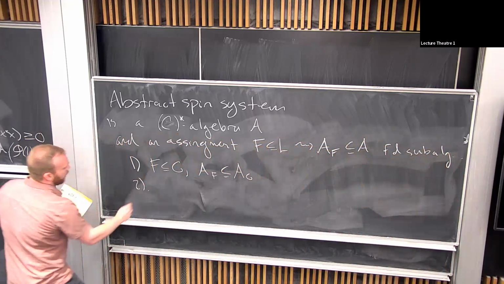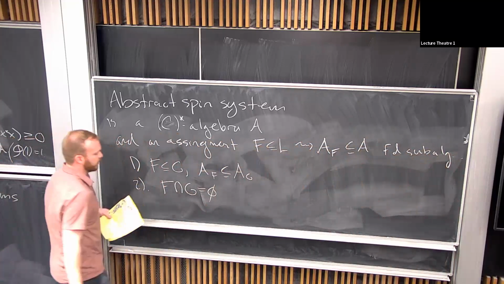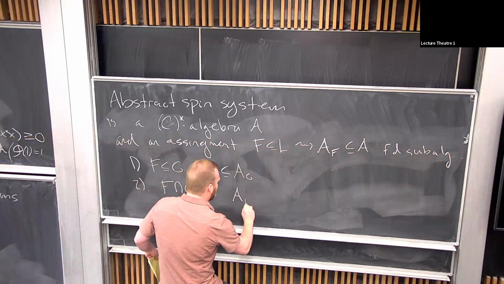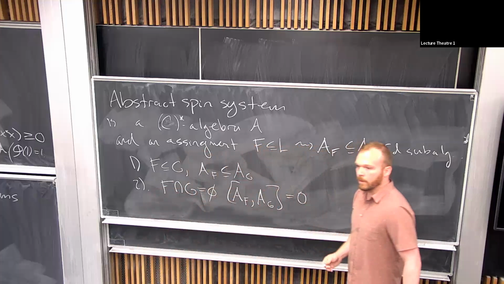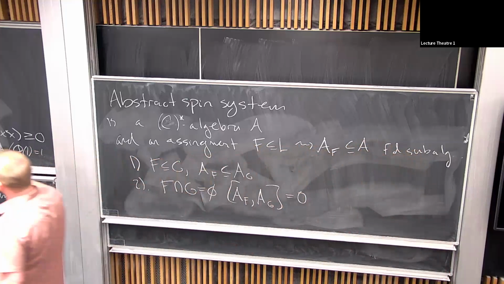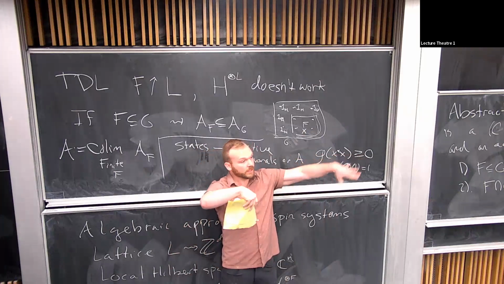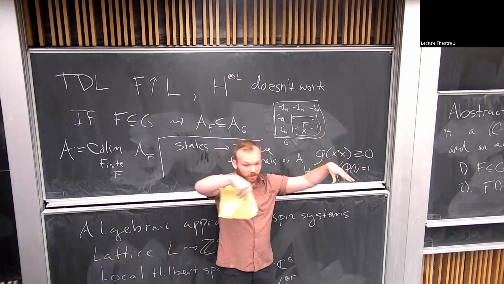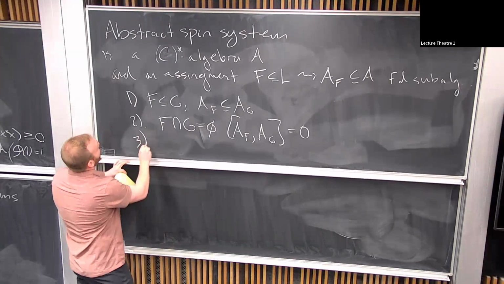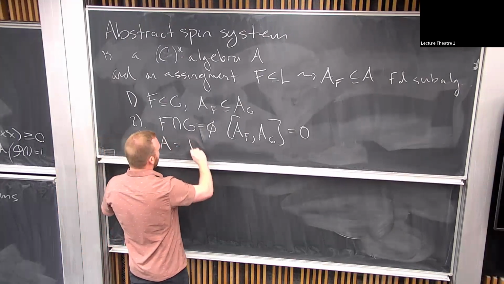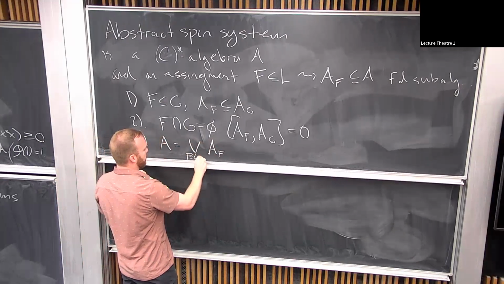Two, and this one is important. If F and G are disjoint finite subsets, then the two algebras should commute with each other. And that certainly happens over here, though we didn't point it out, because if F and G are disjoint, the operators localized in F have 1s in all the G slots, and the operators localized in G have 1s in all the F slots. So clearly they're going to commute with each other. And then three, you want to make sure that the algebra A is the union, or is generated by all the A_F, F a finite subset of L.